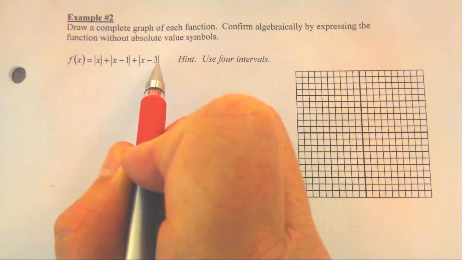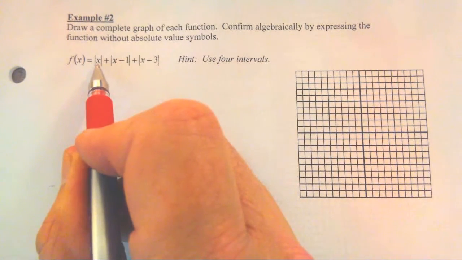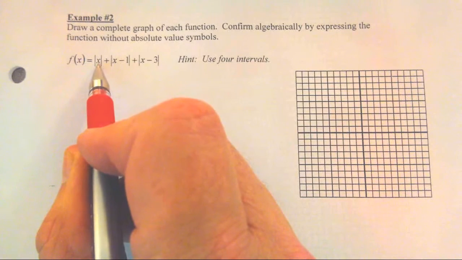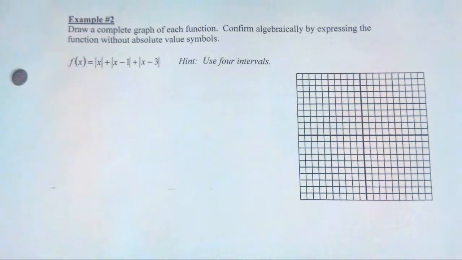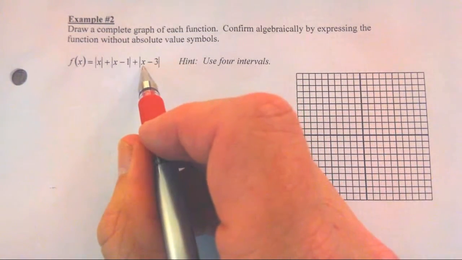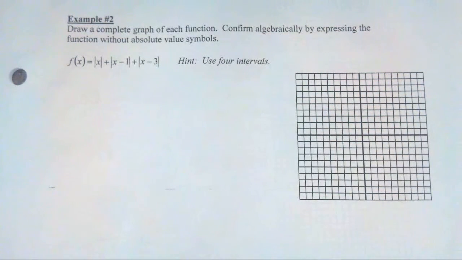You with me? And if, let's say, x is less than 0. If x is less than 0, then this is the opposite of x, right? And this is the opposite of parentheses x minus 1. And this is the opposite of parentheses x minus 3. But I'm just combining x's. It's going to be linear. All right, stay with me.